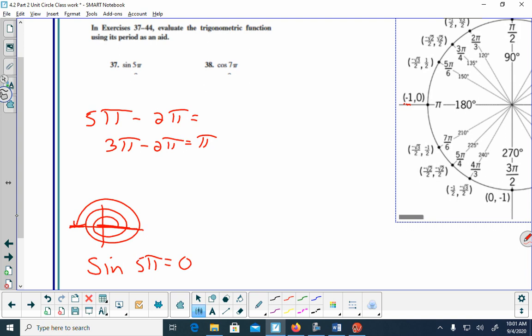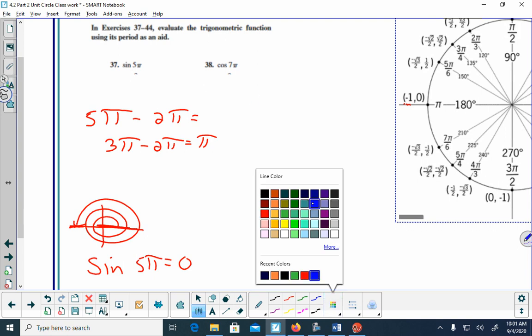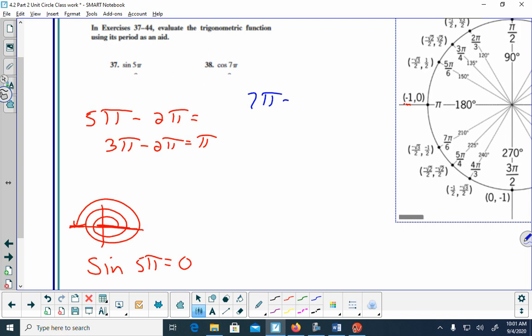So again, 7 pi is larger than 2 pi, so I'm going to start by taking 7 pi and subtracting 2 pi. And when I do that, I end up with 5 pi. Again, larger than 2 pi, so I'm going to take 5 pi and subtract 2 pi again. Get 3 pi. Still larger than 2 pi, so I'm going to take 3 pi and subtract 2 pi, and I end up with pi.